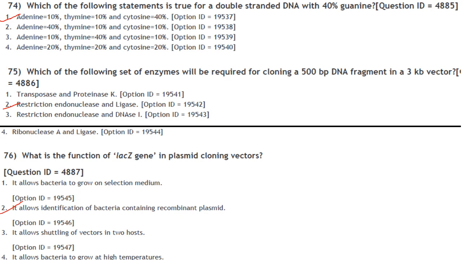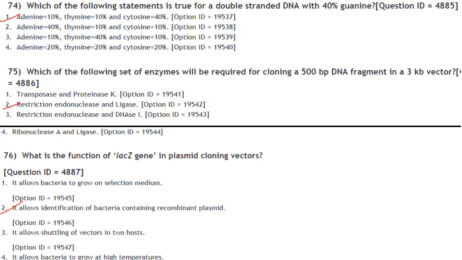Then which of the following statement is true for a double-stranded DNA with 40% guanine? So 40% guanine means cytosine is also 40%. A plus T will be... wait, 1 minute. G plus C will be 40 plus 40, so it will be 80. 100 minus 80 will be 20. So 20% together for A and T, so A is equal to 10% and T is equal to 10% and C is equal to 40%. So the answer here is option 1, that is adenine 10%, thymine 10%, cytosine 40%.